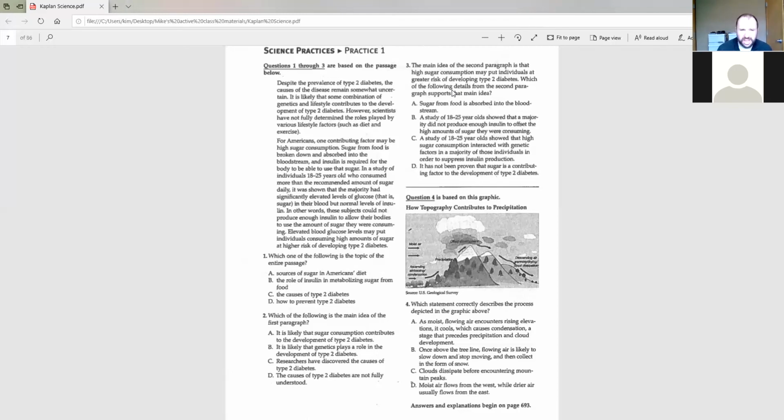So the first question just asks, which one of the following is the topic of the entire passage? Okay, topic, another word for main idea, think general. You just want to know what is the general idea of what the passage is saying. So, A, sources of sugar in Americans' diet. B, the role of insulin in metabolizing sugar from food. C, the causes of type 2 diabetes. Or D, how to prevent type 2 diabetes.